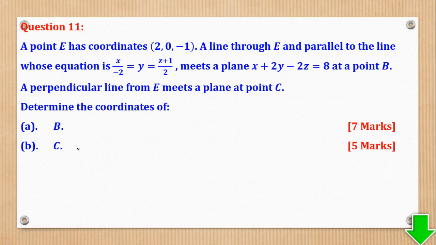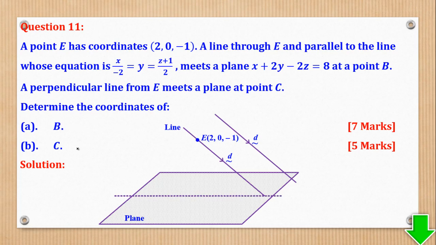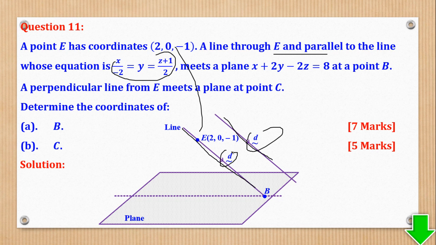So one, it is better to sketch. A sketch will not carry a mark, but it helps you not to misfire. So we have a plane and we have a line with direction that. We have another line with the same direction and passing through E. So they told us that a point E has coordinates that, which is there. A line through E is parallel to another line with equation this. So this line through E is parallel to this line. That's why you're seeing me putting the same direction vectors.